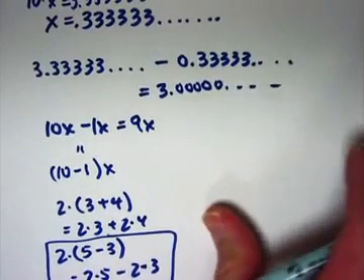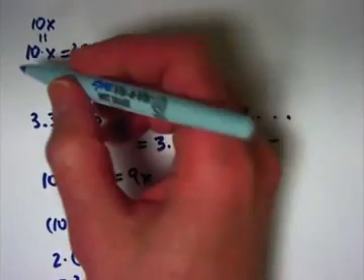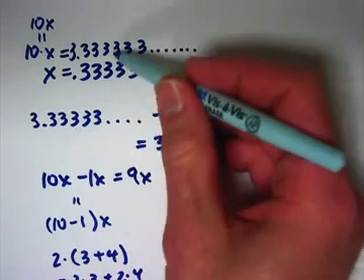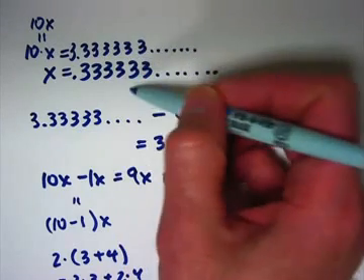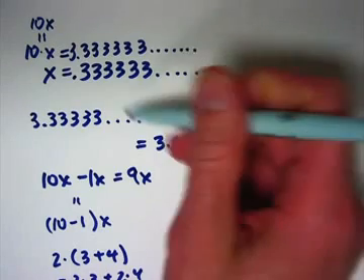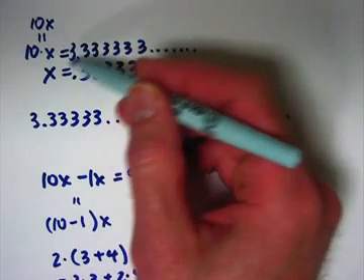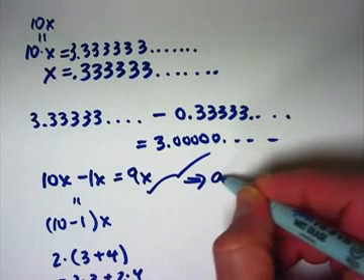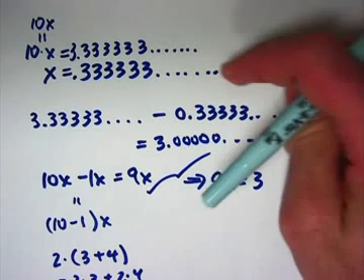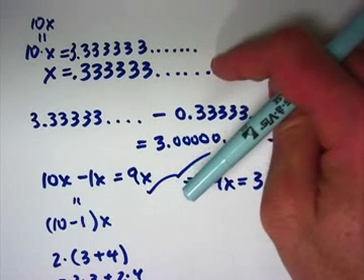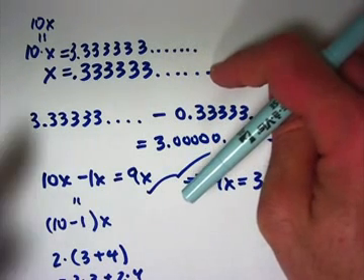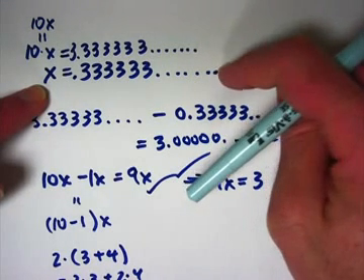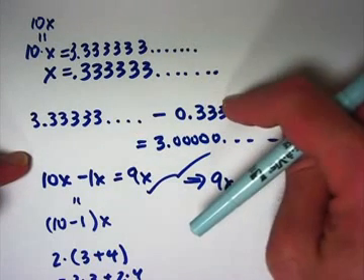How is this helpful? Well, going back to the original thing here, 10x equals this, x equals this. Here I found that 3.3 repeating minus 0.3 repeating is exactly 3. Because 10x equals that, and x equals that, that means 9x has to equal 3. I'm subtracting, in essence, one equation from the other. I'm taking the top equation here and subtracting the bottom one. If 10x equals that and x equals that, then 10x minus x should equal this minus this.